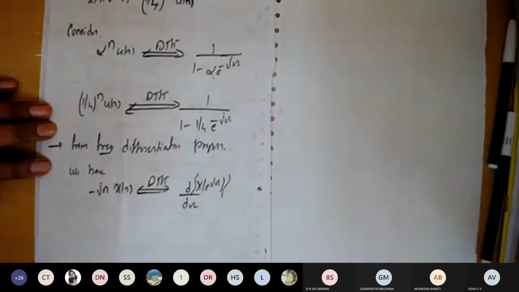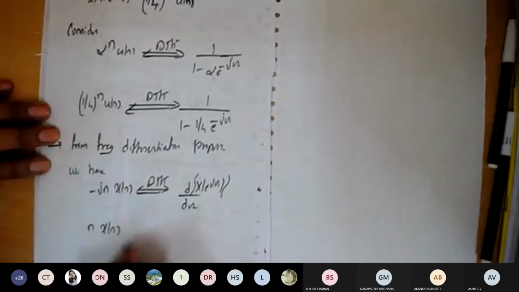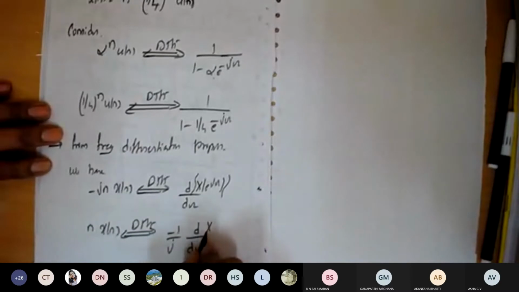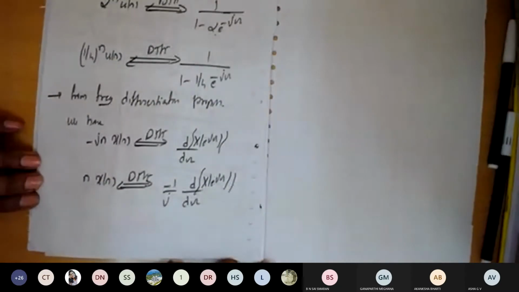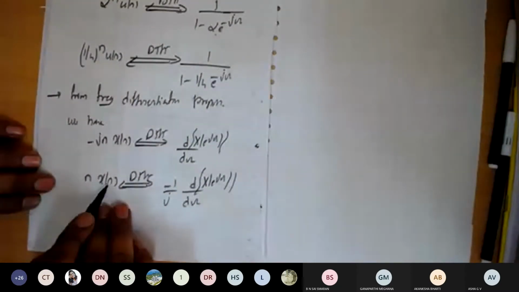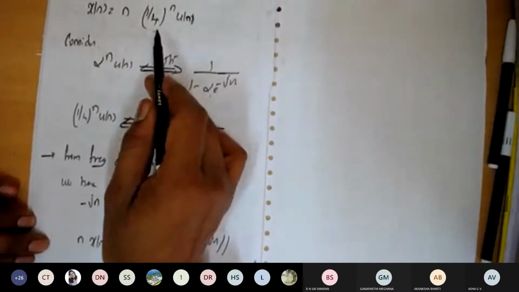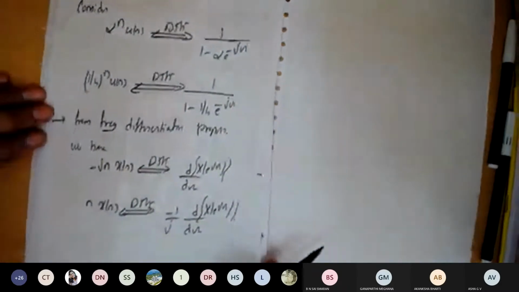So since I'm having only n here, n into x of n, the DTFT can be taken as minus 1 by j into d divided by d omega of X of e to the power of j omega. Now, in place of x of n, we have (1/4)^n into u of n. Let us substitute that one.